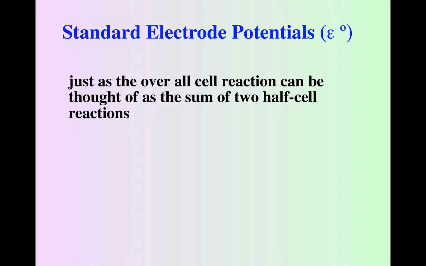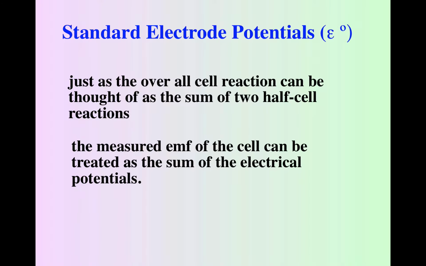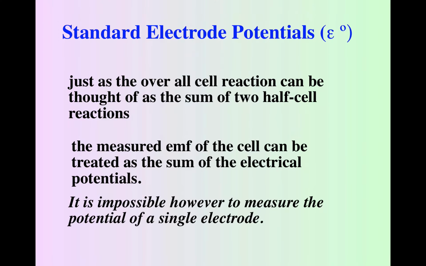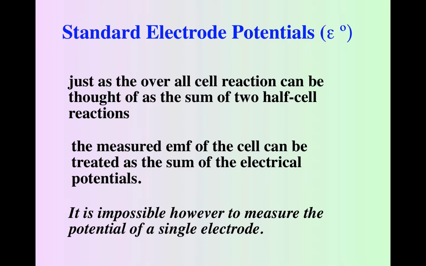So just as the overall cell reaction can be thought of as the sum of two half cell reactions, the measured voltage of a cell can be treated as the sum of two electrical potentials, an oxidation potential and a reduction potential. All right, so it's impossible to measure something in isolation, right? So if something's being reduced, something's being oxidized.